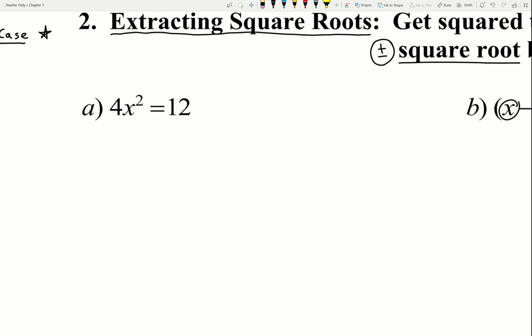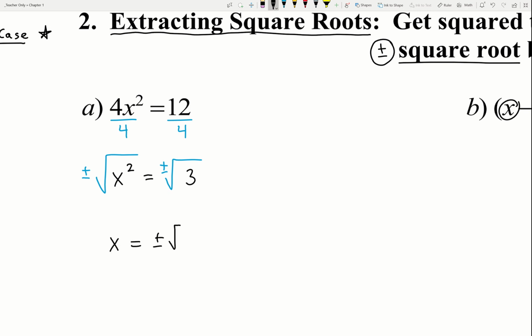So we're going to get the x squared term by itself, and we could do that simply by taking both sides and dividing by 4. And so that's going to give us x squared is equal to 12 divided by 4, which makes positive 3. And then we're going to undo that exponent of 2, of course, by applying a plus or minus the square root of both sides. If you forget the plus or minus, then you're going to be missing out on one of the solutions that you're going to end up having here.